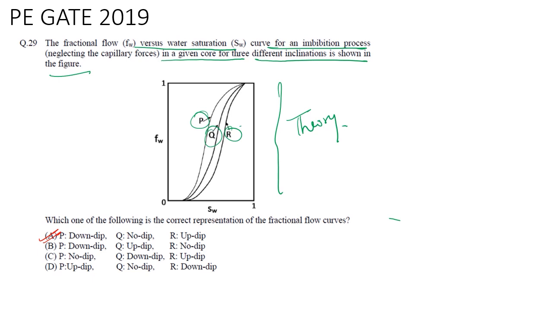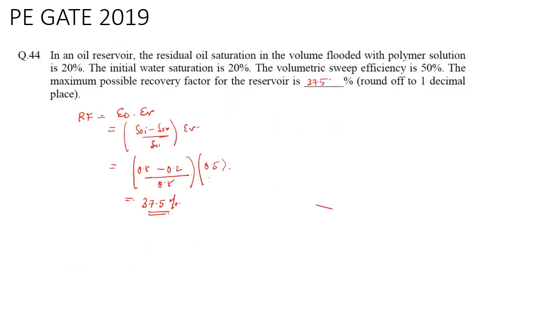Let's move further. This question was asked in GATE 2019. In an oil reservoir, the residual oil saturation in the volume flooded with polymer solution is 20%. The initial water saturation is 20%. The volumetric sweep efficiency is 50%.